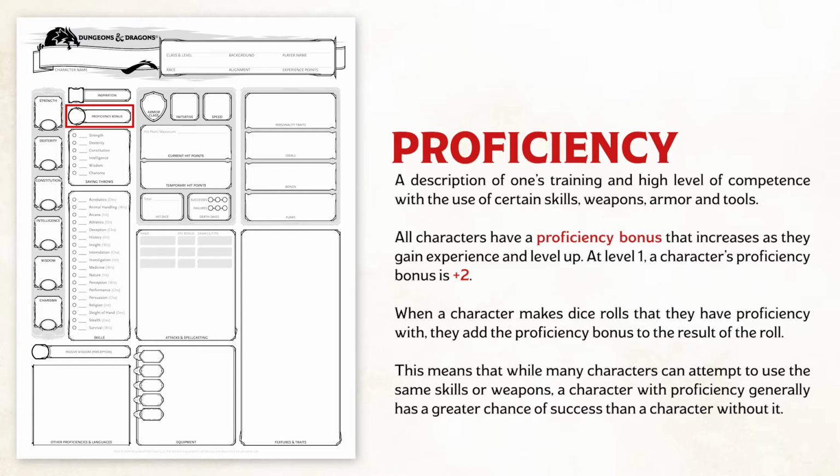When a character makes dice rolls that they have proficiency with, they add the proficiency bonus to the result of the dice roll. This means that while many characters can attempt to use the same skills or weapons, a character with proficiency generally has a greater chance of success than a character without it.